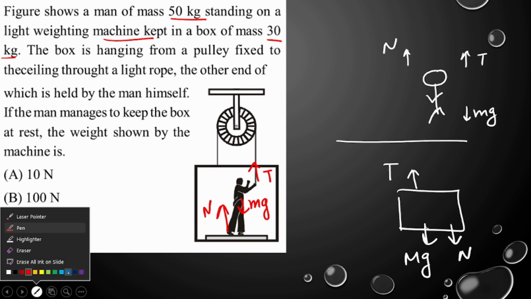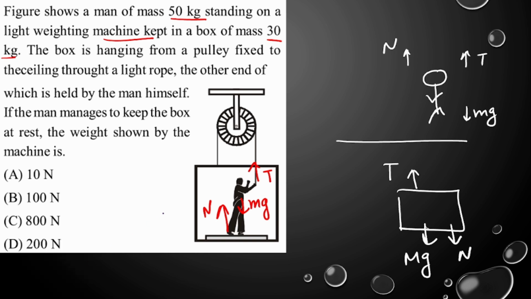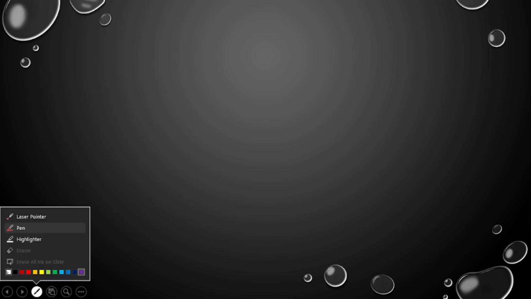For the box I am changing the color. For the box, normal is in this direction, tension is in this direction, and its own mg. Okay, so for the man: normal, tension, mg. So here we can write N plus T equals mg.